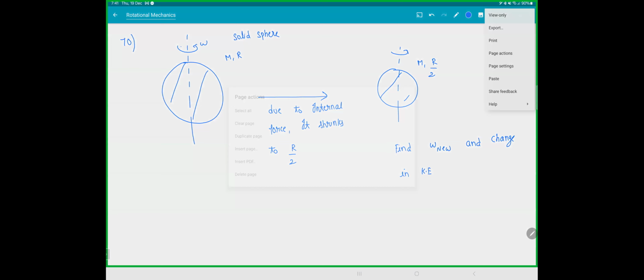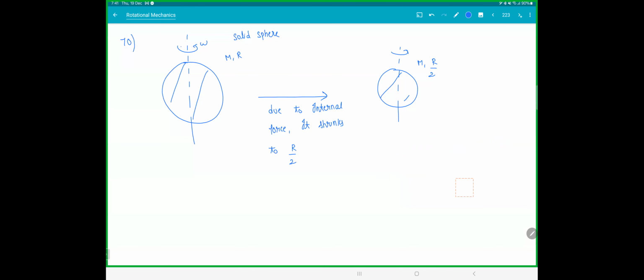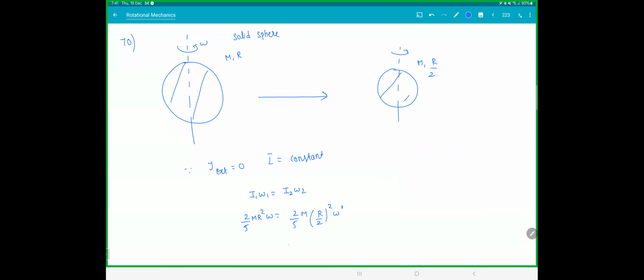Since the external force is 0, since external torque is 0, L is constant. Therefore, I1 omega 1 is equal to I2 omega 2, which is 2 by 5 m r square. Omega is equal to 2 by 5 m (r by 2) whole square omega dash. So omega dash will be 4 omega. It actually goes faster.